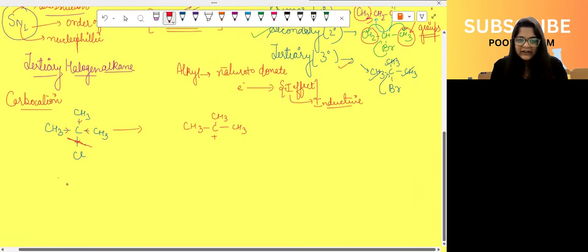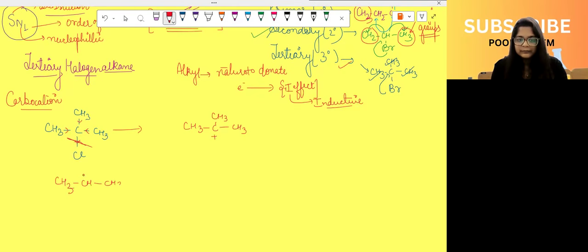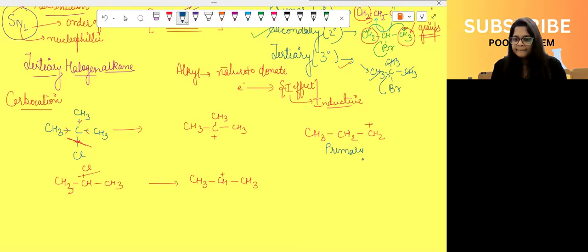In the case of secondary also, being this polar, it is going to form this carbocation. And in the case of primary, you will have this. So this is primary, this is secondary, and that's tertiary.